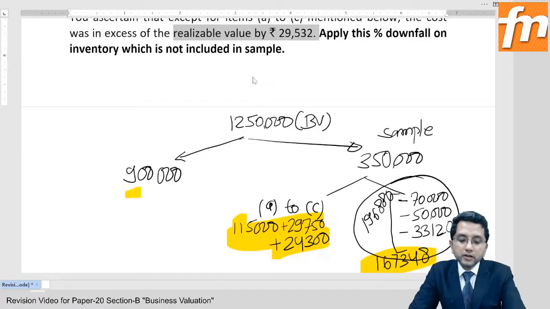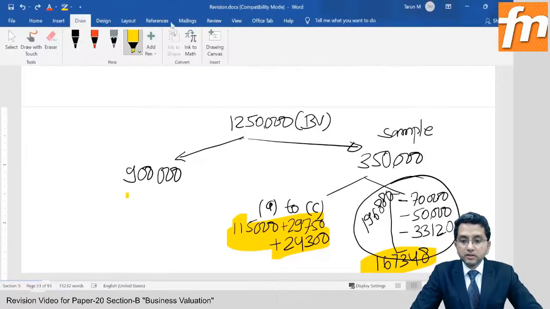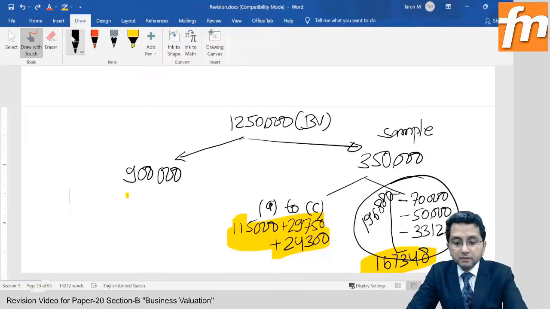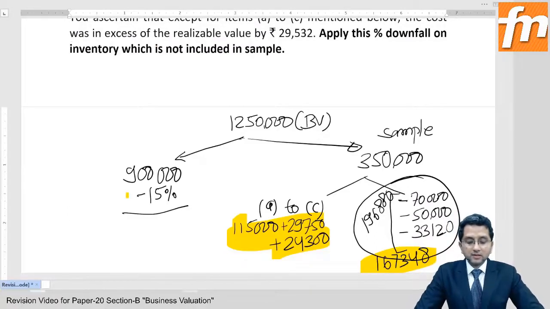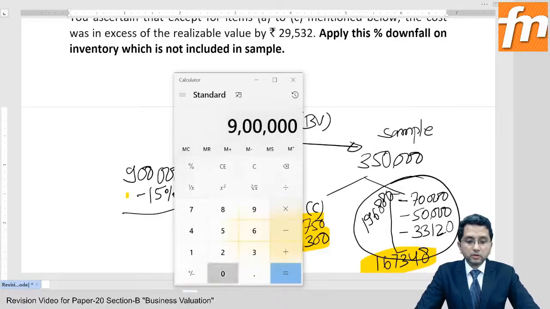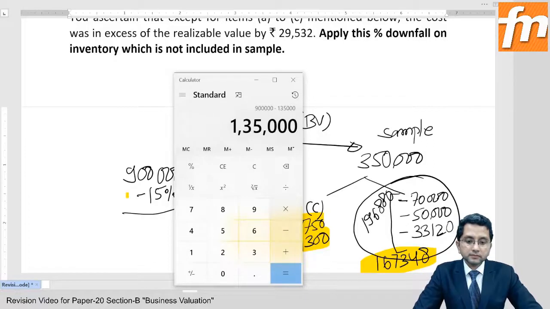So here I should actually deduct 15%. So 9,00,000 minus 15%, 1,35,000 is to be deducted. You'll be left with 7,65,000.